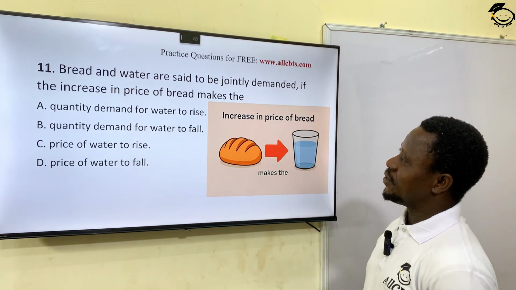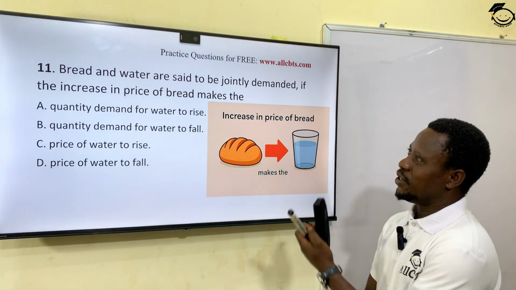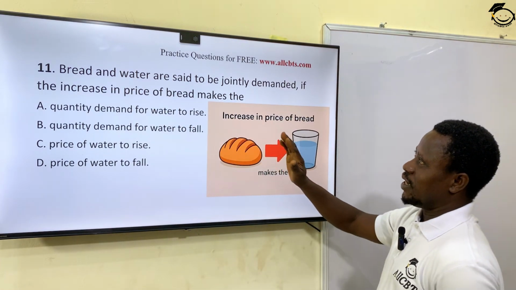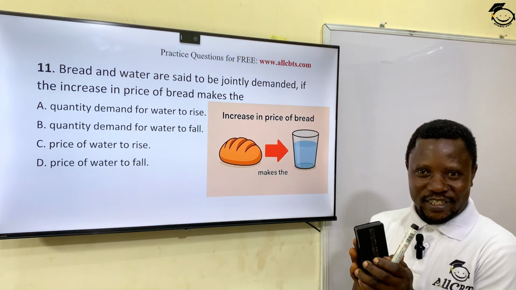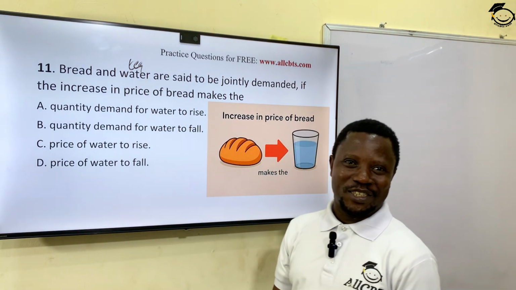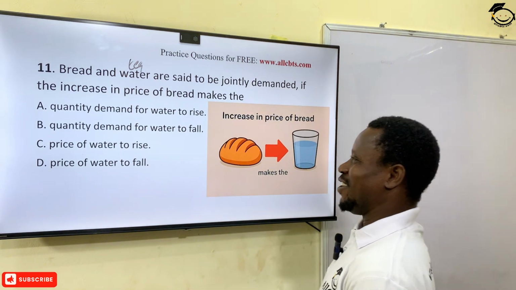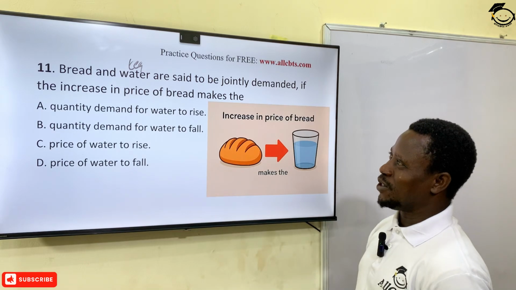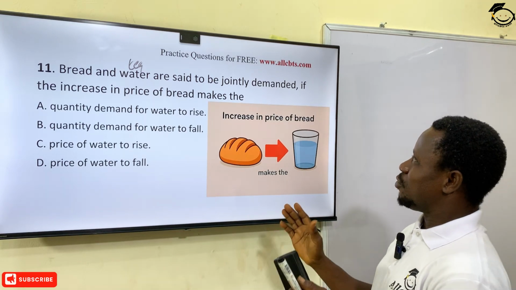Okay, let's see this question. I love this picture depicting the question. Bread and water are said to be jointly demanded. The water here just replaced tea. I know in your mind you'll be thinking of tea, bread and tea, or somebody will think bread and egg. But let's look at the question. Bread and tea are said to be jointly demanded.